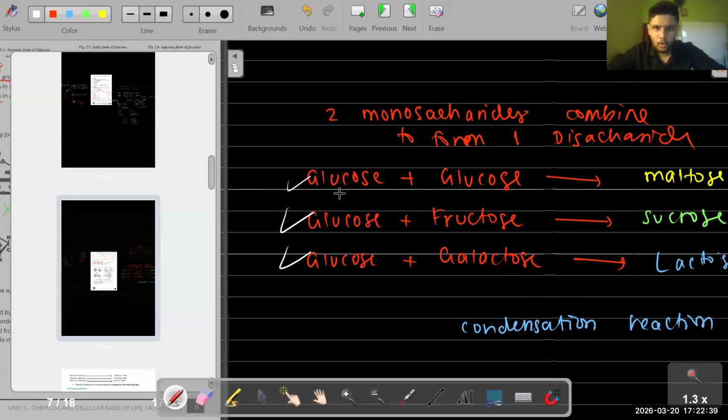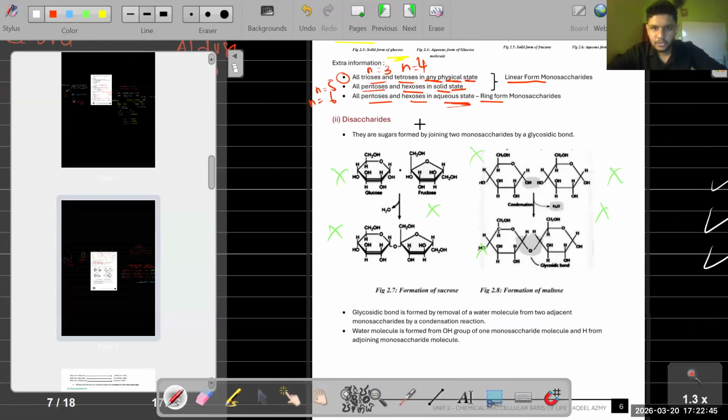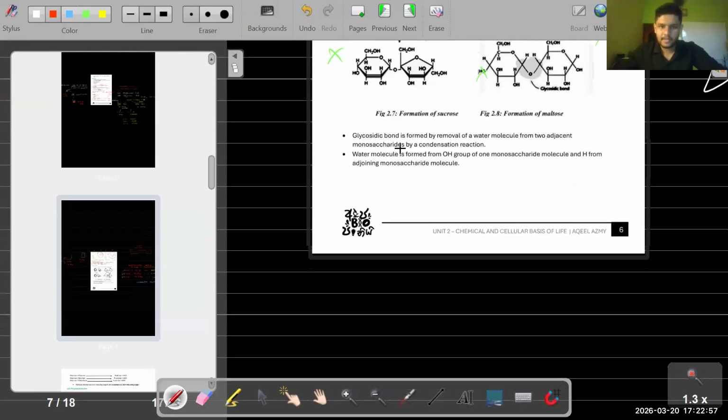Glucose. So always when a disaccharide is forming, glucose is contributing. Right? They are sugars formed by joining two monosaccharides by glycosidic bond. For the time being, let's skip this glycosidic part; I'll come to that point at the end. They have mentioned here: glycosidic bond is formed by the removal of a water molecule from two adjacent monosaccharides by condensation reaction. Water molecule is formed from OH group of one monosaccharide and H of the other monosaccharide.